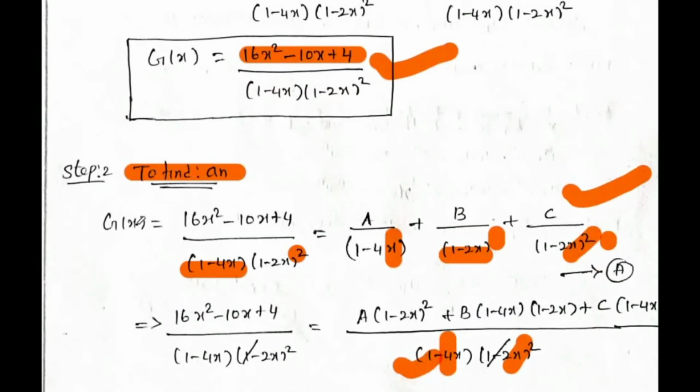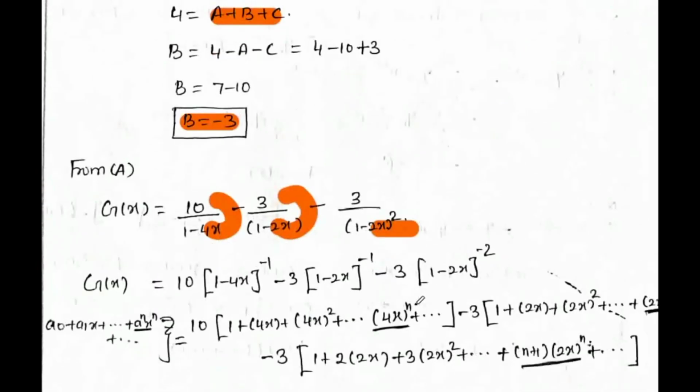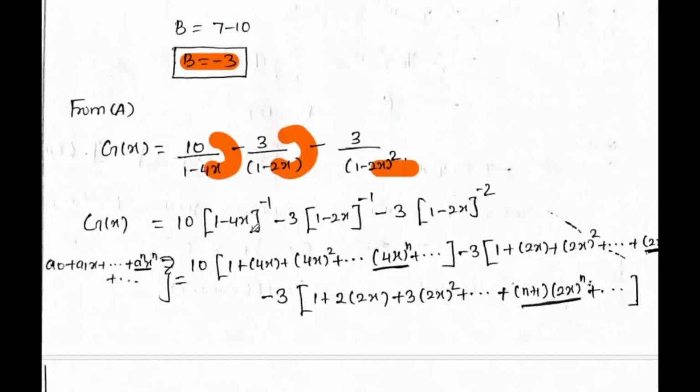Which means we get g of x equal to, what is the a value? The a value is 10. The b value is minus 3. The c value is what? Minus 3. So 10 by (1 minus 4x), minus 3 by (1 minus 2x), minus 3 by (1 minus 2x) whole square. Bring each term to the numerator, so we get (1 minus 4x) power minus 1. Bring this term to the numerator again, (1 minus 2x) power minus 1. Similarly, power minus 2. So a geometric series.